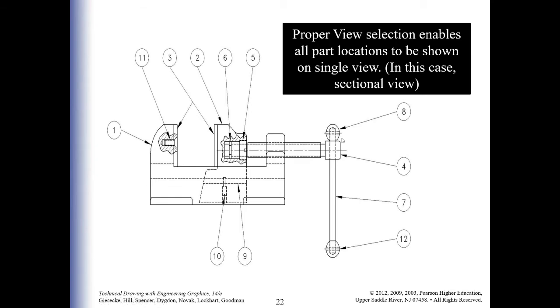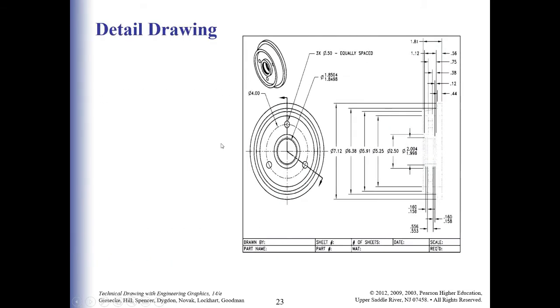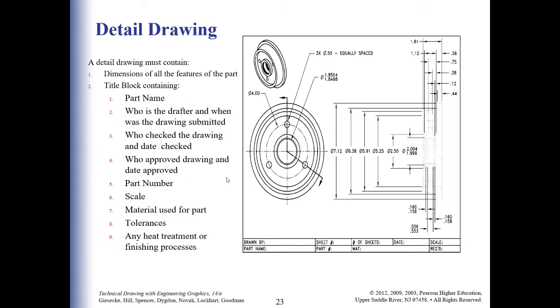Proper view selection also enables you to show it in a single view if you have all the information required. In this case, if you have a section view, you can use only a single view. Overall, the detailed drawing must consist of the dimensions for all the features, the title block, which contains your name, your part drawn, your sheet number, part number, sheet number of sheets, dates, scales, and the required material.